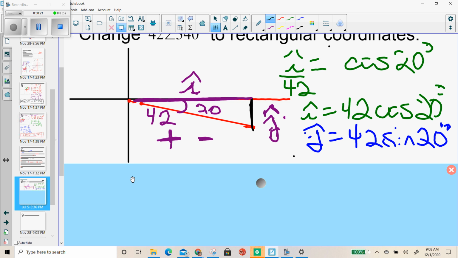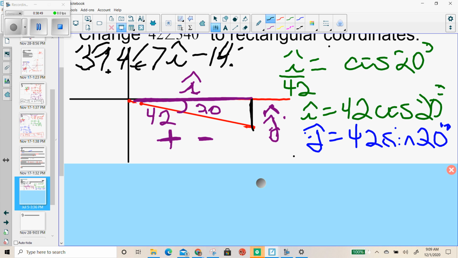Very good. Don't forget that you do need the I hats and J hats, I and J in there. That's what I'm talking about. You've got to have the I hat and J hat on your paper, even though the hats are hard to type. So 39.467 I hat, and that one was positive, and then the negative, so minus 14.365 J hat.